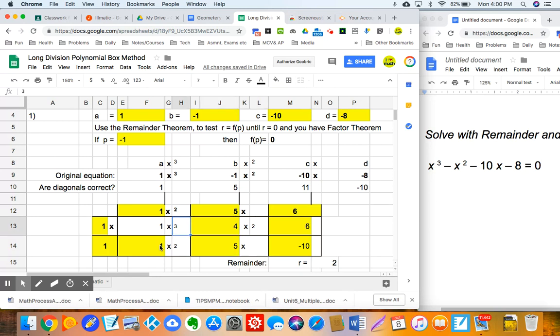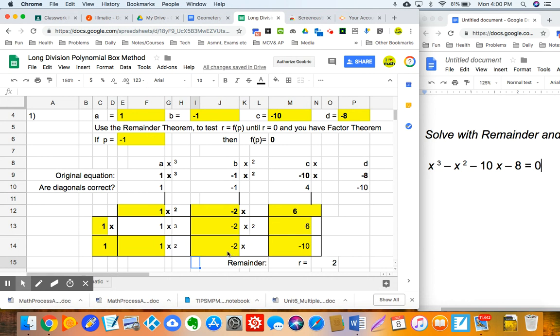Then I go to the next one, and I know that along this diagonal, these need to add up to negative 1. The original equation was 1x cubed minus 1x squared, so the x squared diagonal has to add up to negative 1. This is 1, so 1 plus what number is negative 1? Well, it's negative 2. Then negative 2x squared divided by 1x gives me negative 2. And then negative 2 times 1 is negative 2.